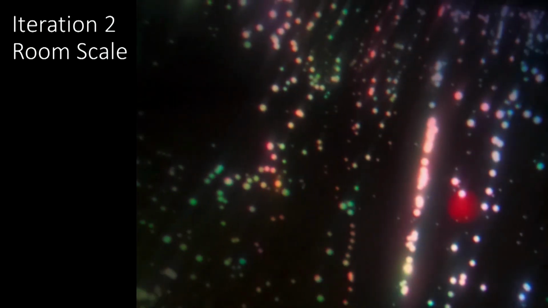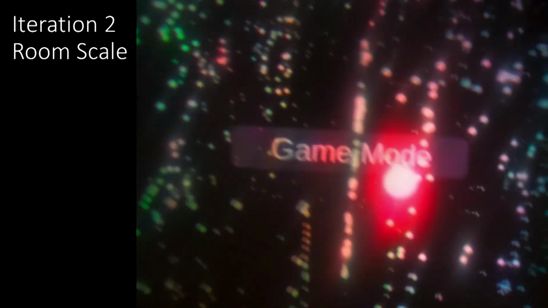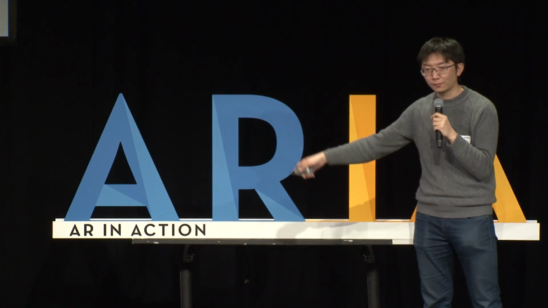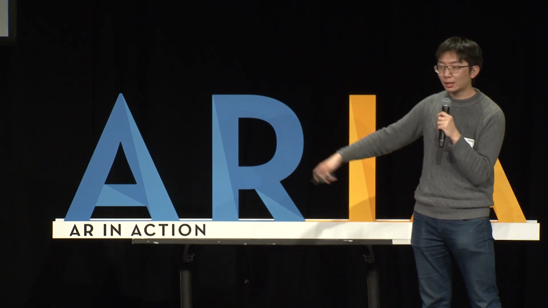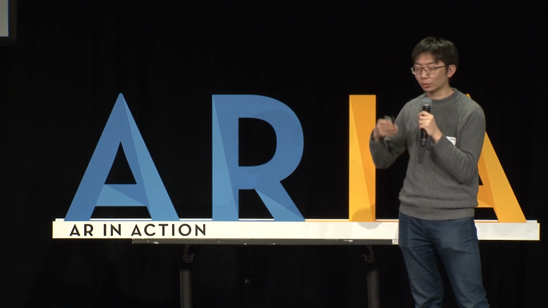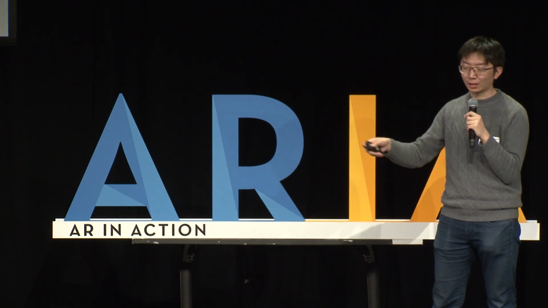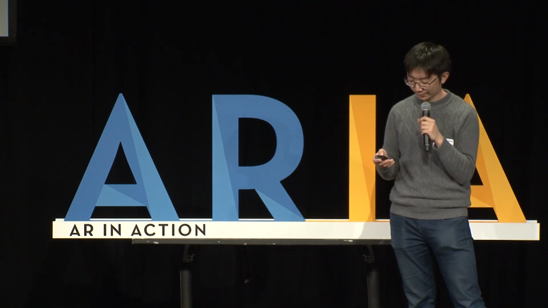And the second iteration is room scale. I put it on as big as my living room, and then I can just walk around and look for those red lights which represent tweets and read those tweets. This actually made me feel better, because I realized that walking around is a unique feature that only AR could do. VR is also possible, but you have to deal with all the blocking issues and you don't want to run into a wall. But in AR, it's much more free to do that.